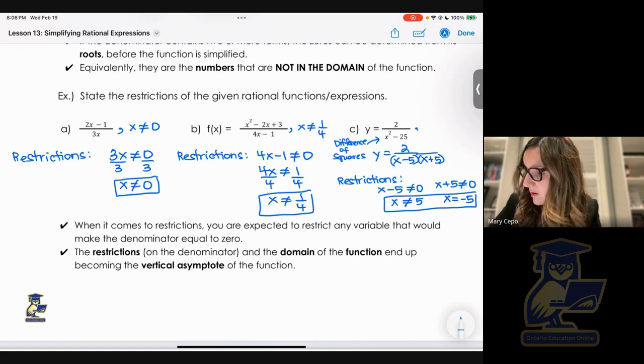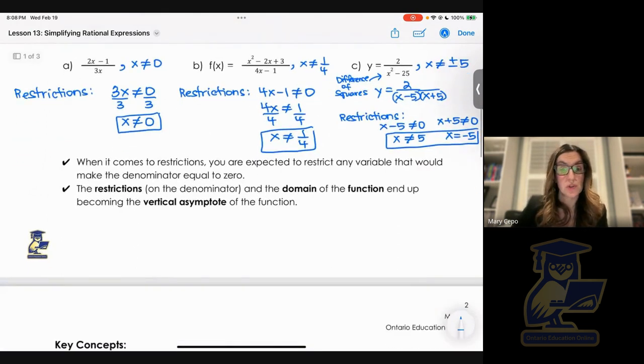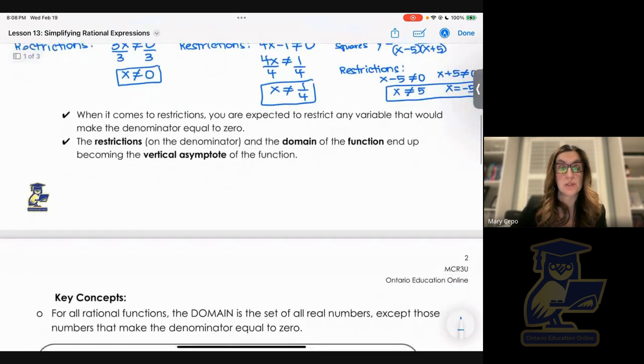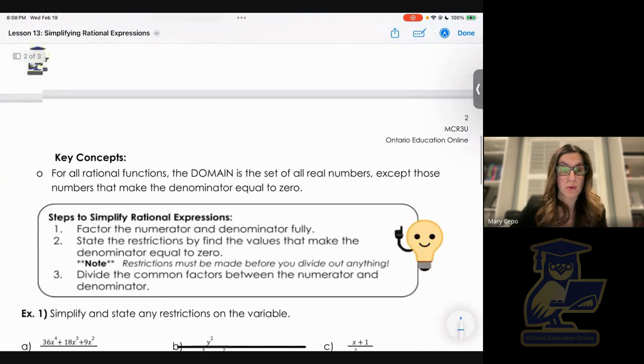So therefore, x cannot equal positive or negative 5. If x is positive or negative 5, that would result in our denominator equaling 0, and that would make the function undefined at that point. So when it comes to restrictions, you're expected to restrict any variable that would make the denominator equal to 0. The restrictions on the denominator and the domain of the function end up becoming the vertical asymptotes of the function. Key concepts to remember.